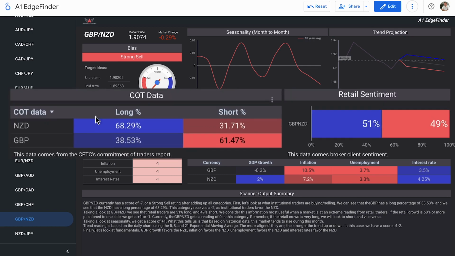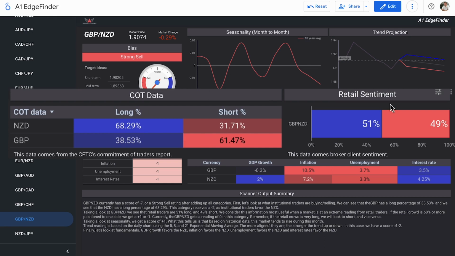When it comes to the New Zealand dollar, 68.29% long, 31.71% short. So institutional traders favored long on the New Zealand dollar. The pound, on the other hand, 61.47% short and 38.53% long. So institutional traders just slightly favored short here on the pound, but we can see that they're definitely favored long here on the New Zealand dollar.